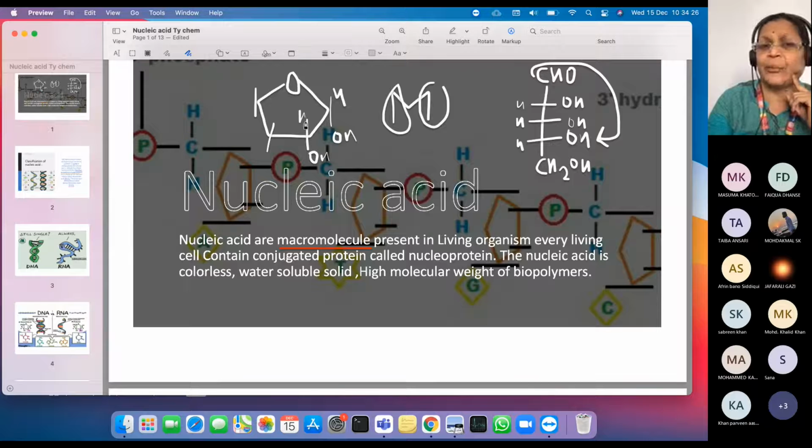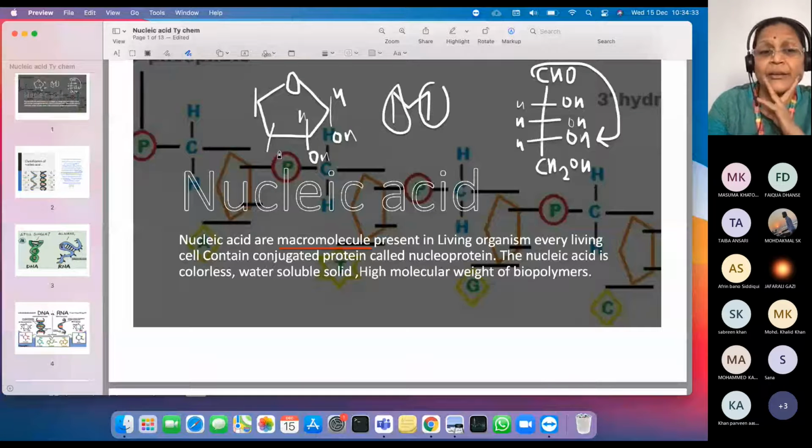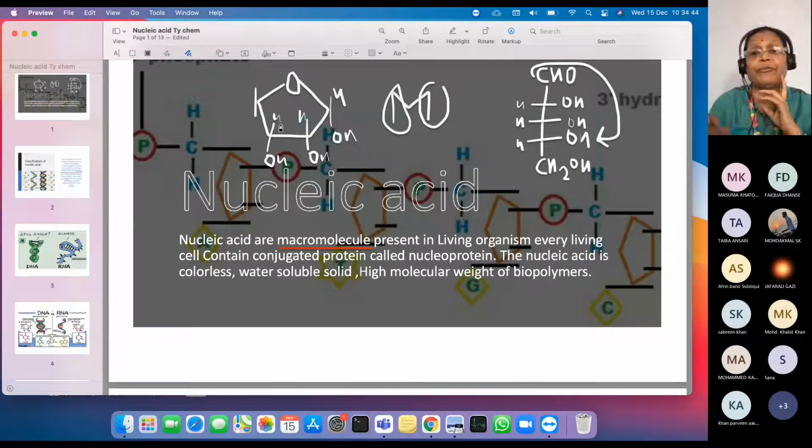That's why I took carbohydrates first and then followed by nucleic acid, so that you people can be well prepared. Now third carbon decoration. Anybody? OH down, H up. Absolutely correct. Now fourth carbon, that O will be there.